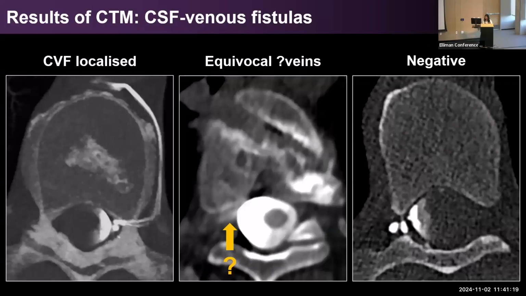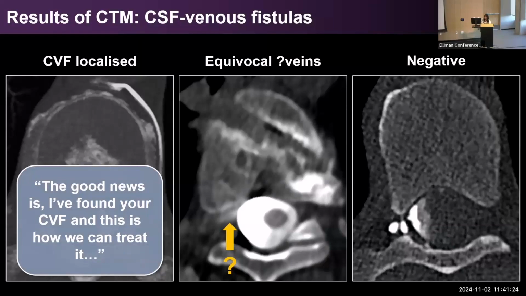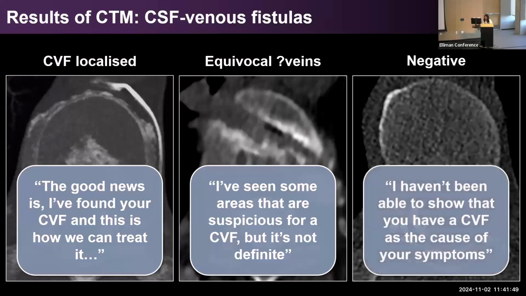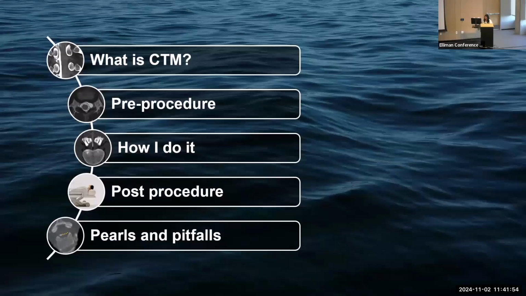Now, with CSF venous fistulas, if we have unequivocal evidence, like in this case, I can say, great, I found your CSF venous fistula, and this is how we can treat it. Or maybe the findings are a bit more indeterminate, and these subtle densities might represent abnormal veins or just be artifacts. So I'll say, well, there's some suspicious areas, but it's not definite. Or maybe we see nothing at all. And because there's no objective spine MRI evidence yet of a CVF, unlike with epidural fluid, we can't be sure that's because there is no CVF, or maybe we just haven't demonstrated it. So this is what I'll say: I haven't been able to show you have a CVF as the cause of your symptoms.